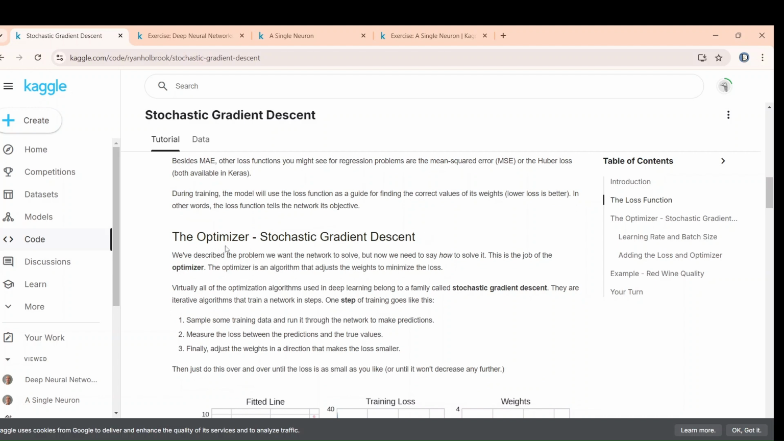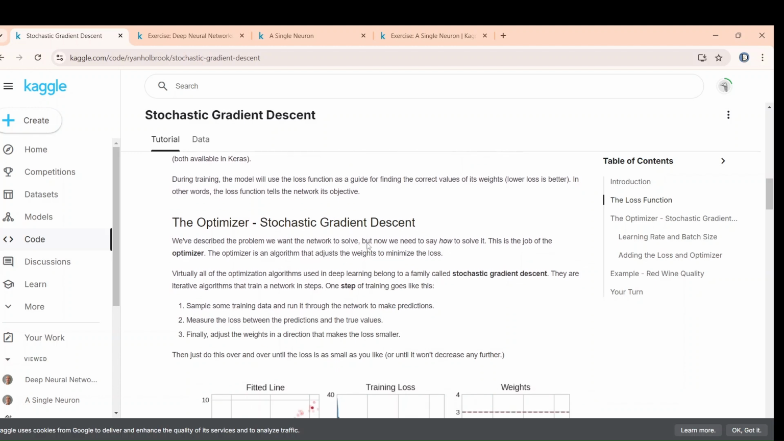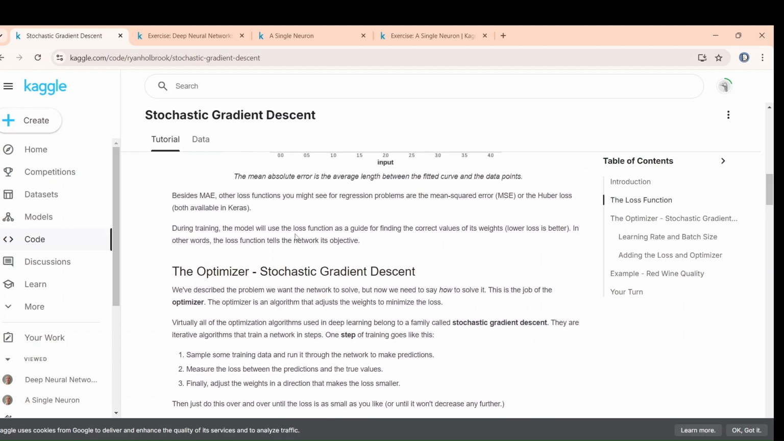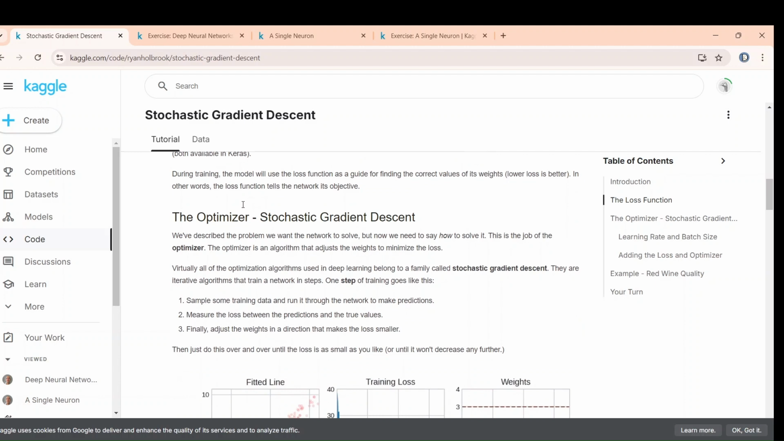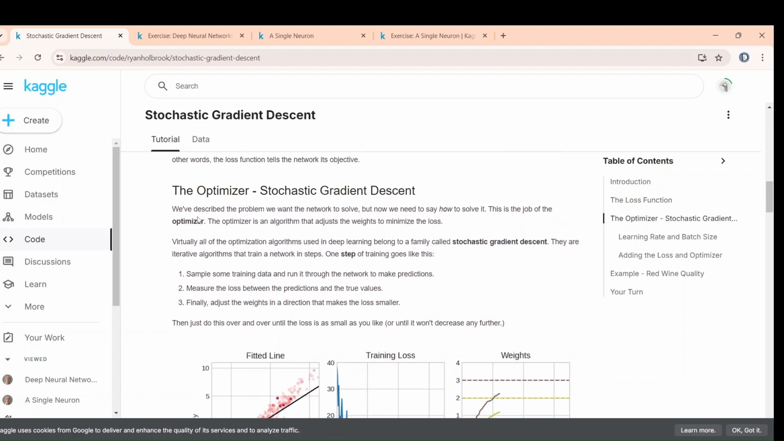Okay. Optimizer: stochastic gradient descent. We have described the problem we want the network to solve. But how to solve it? This is the job of the optimizer. So first we have created the network. Second, we have told it to please minimize my loss. Now, how will the model do that? We have to tell it how. For that we need an optimizer.